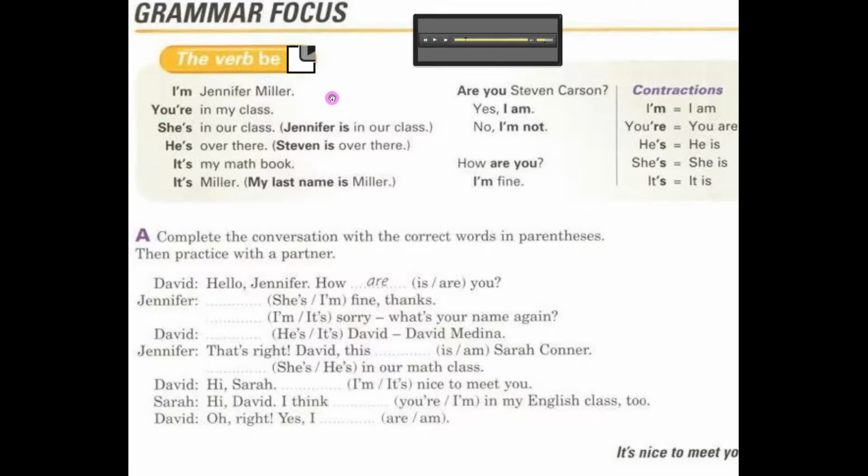Okay, and then the next. You're in my class. Jennifer Miller is a noun, a name. And then in my class, there is an adverb of place. You're in my class. For further explanation, you can watch the grammar section in this video. You are in my class, and then they make it short, contracted, become you're. You are, you're.